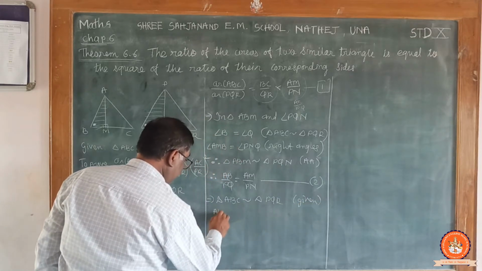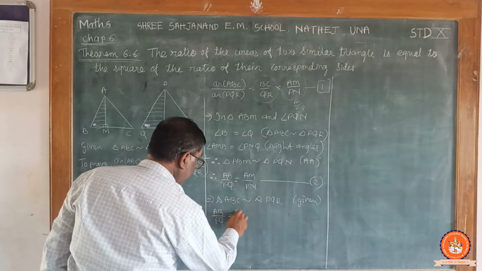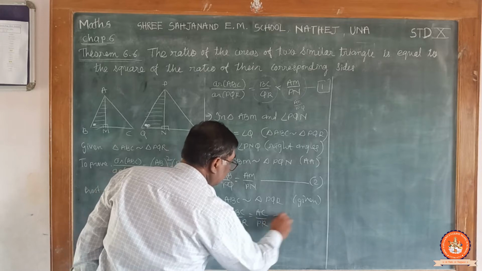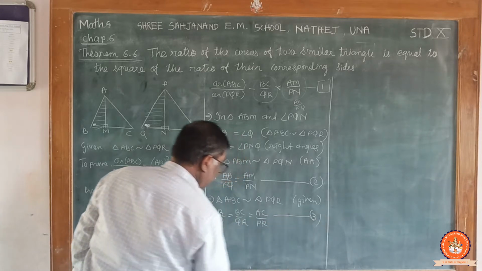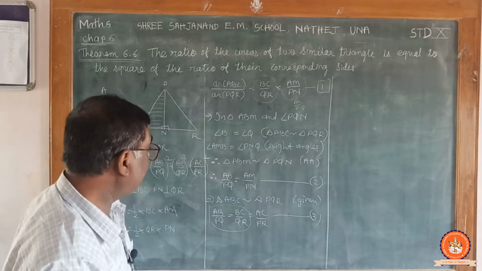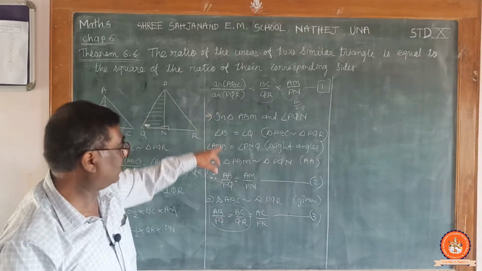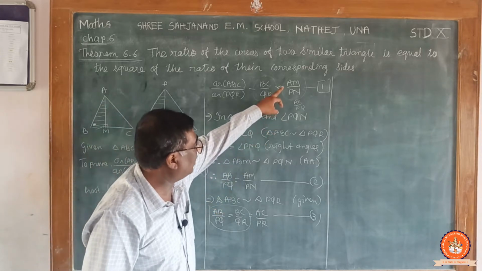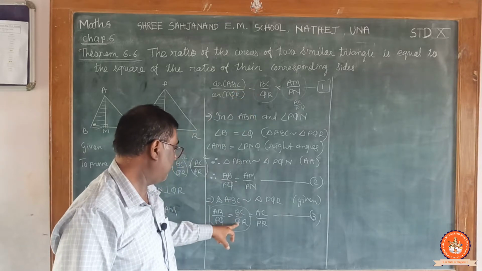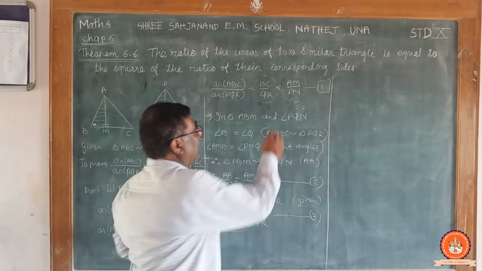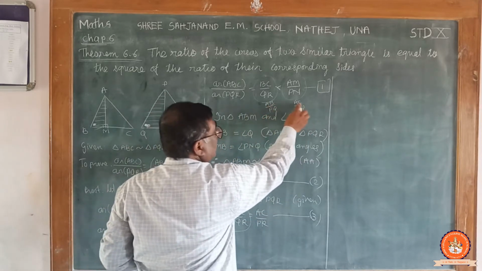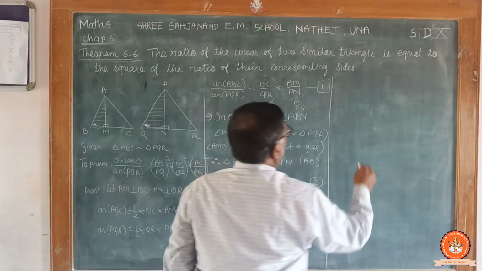So AB upon PQ is equal to BC upon QR is equal to AC upon PR. This is result number 3. Okay, so look at it. In place of BC upon QR, we can write AB upon PQ. So in this result, using result number 2, I will substitute the value of AM upon PN by AB upon PQ and BC upon QR by AB upon PQ, so that we get AB square divided by PQ square.